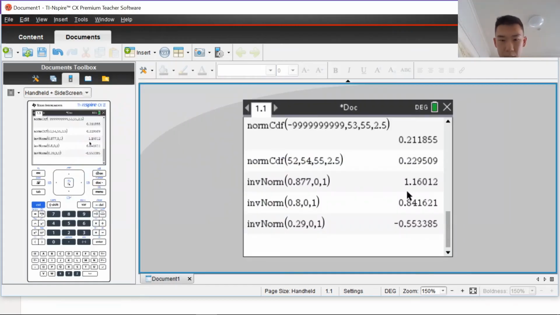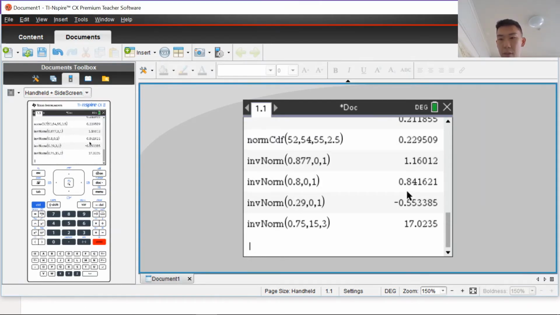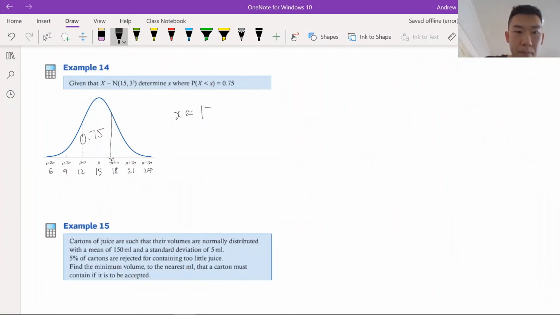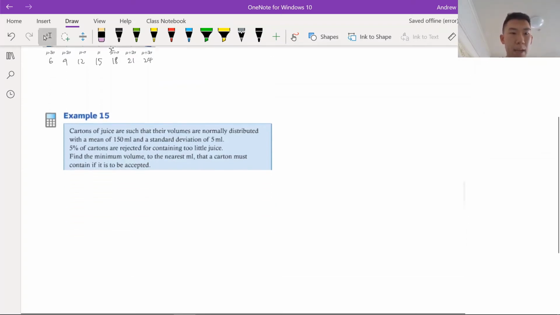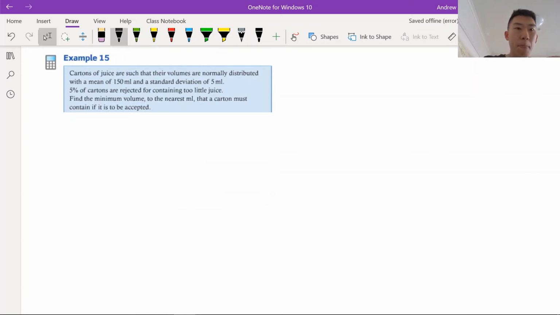We don't need to do any extra calculations, so inverse normal. Okay, our area is 0.75. Now this time our mean is 15 and our standard deviation is 3. Alright, so it should give us 17.02. So where I put it, I'm just going to leave it there. That matches somewhat.